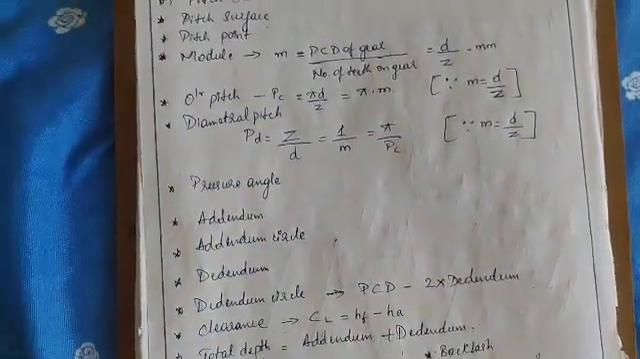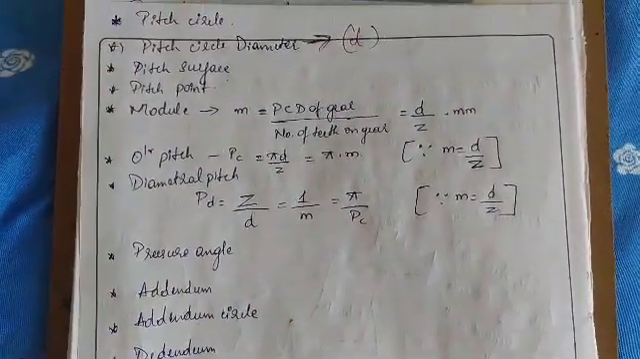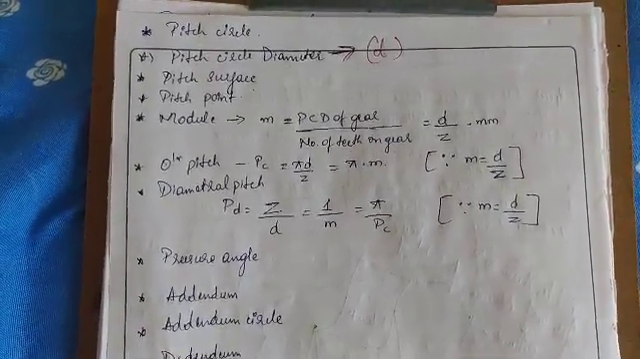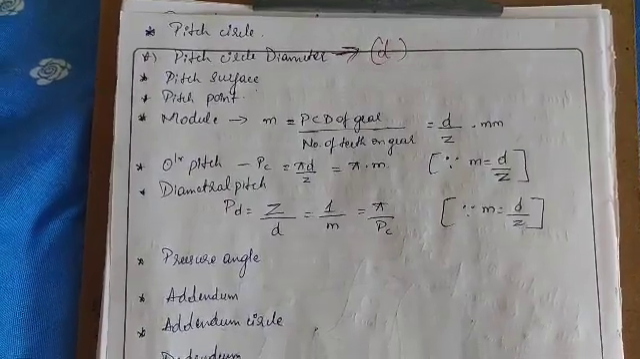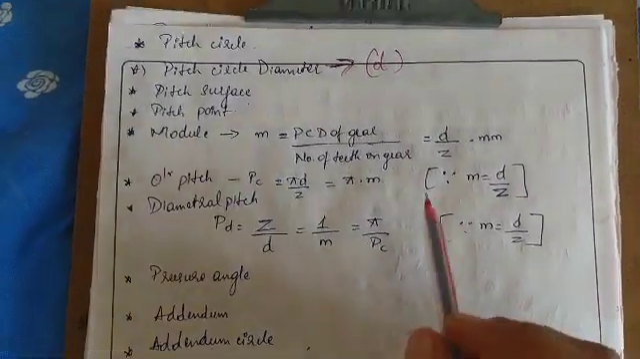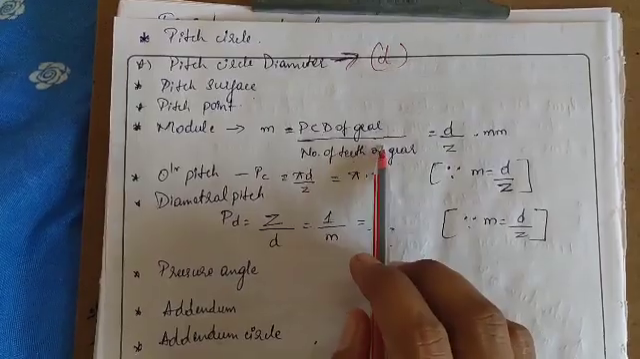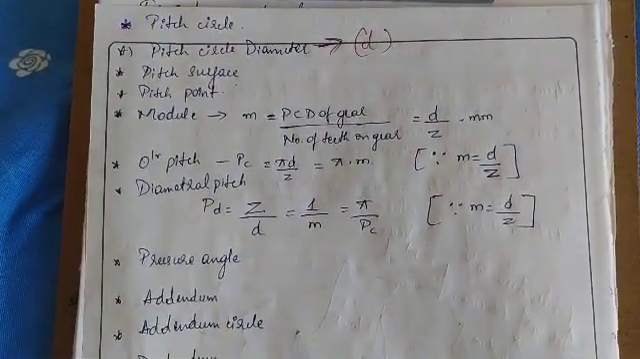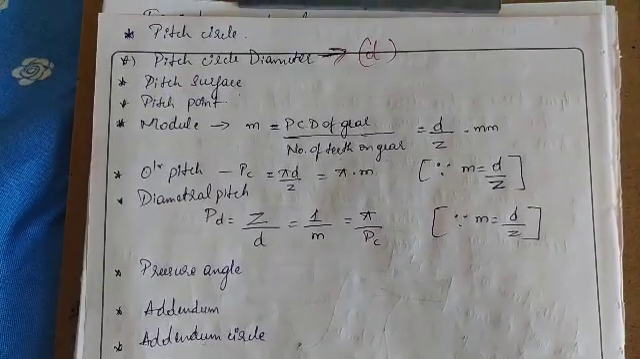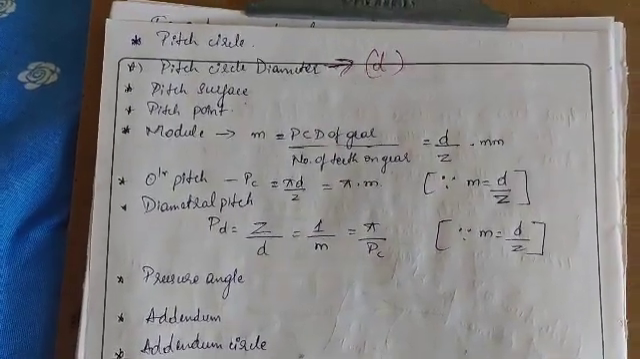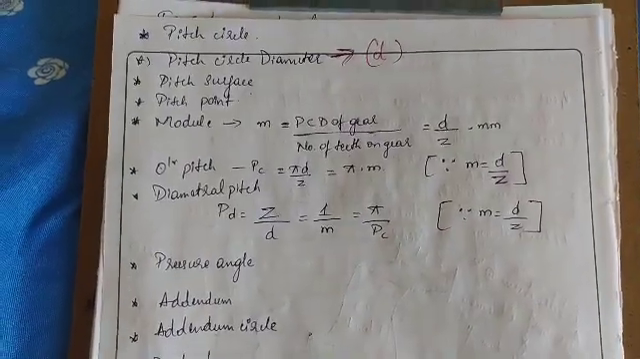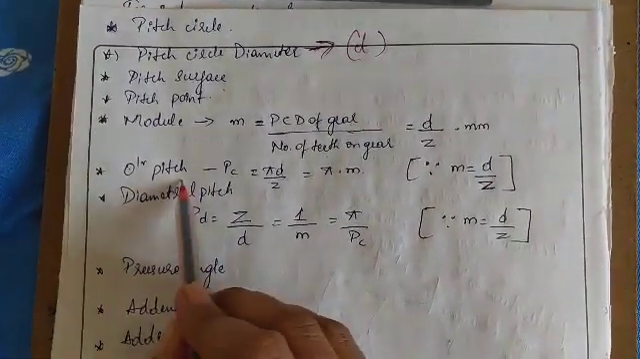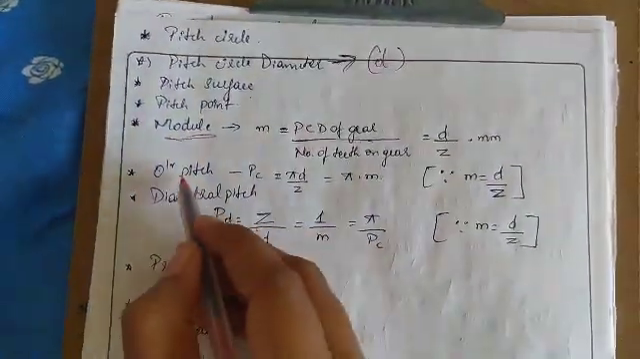There are some standard values of modules, with first choice and second choice. The module specifies the size of the gear tooth. If the module increases, the size of the gear tooth also increases. That is very important. The standard values are recommended by ISO, with dimensions in mm.